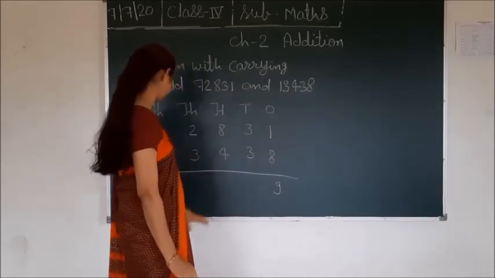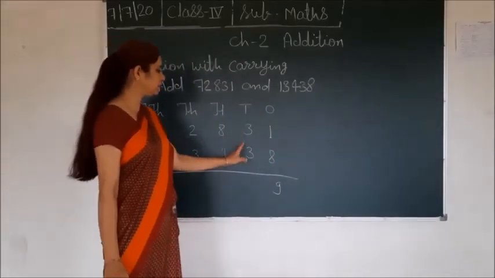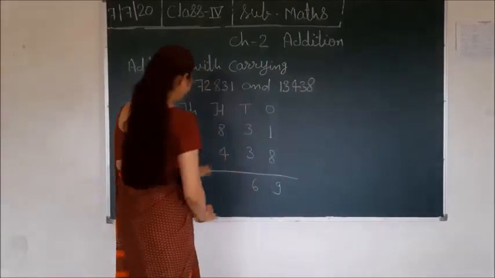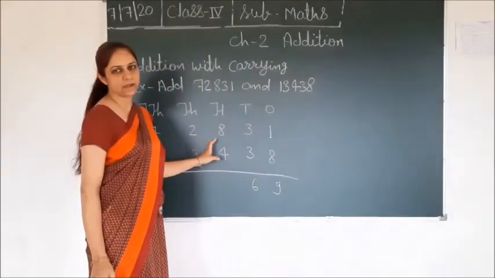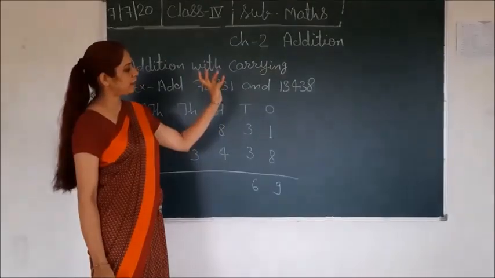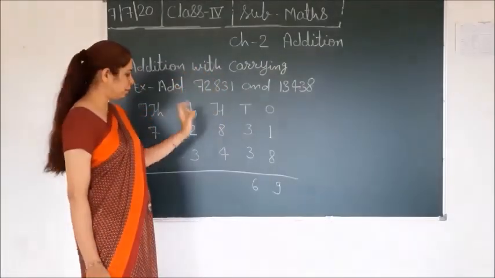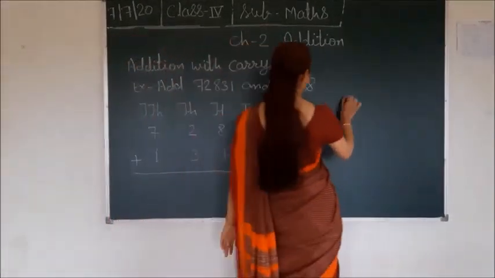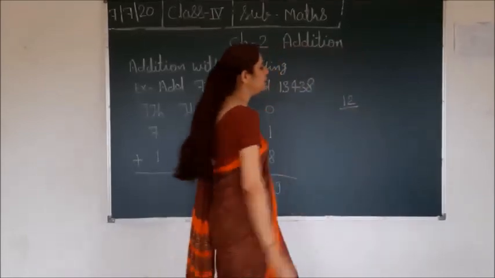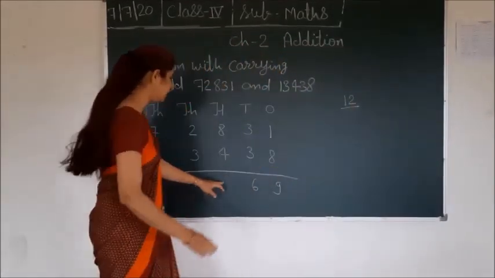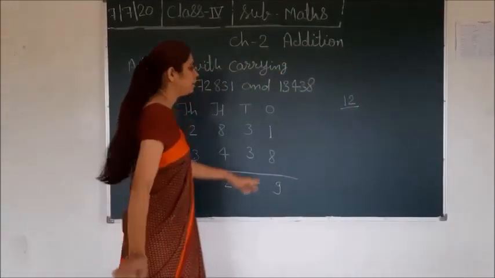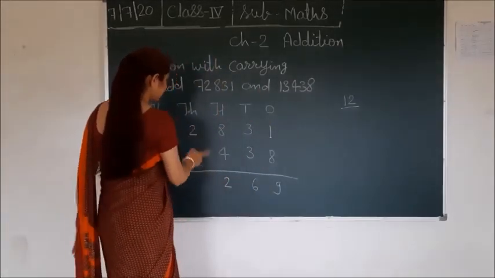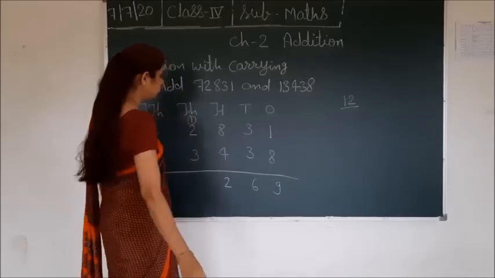3 plus 3, 6. 8 plus 4, we have to add 4 to 8. After 8 comes 9, 10, 11, 12. We don't write 12 here. We write here only the place of 1. This is 12. We write 2 in the place of ones, and 1 goes to the place of tens. 1 is carry. We put carry here.